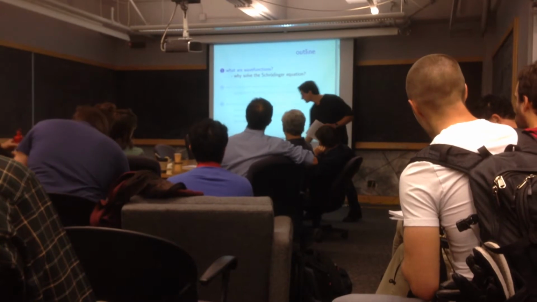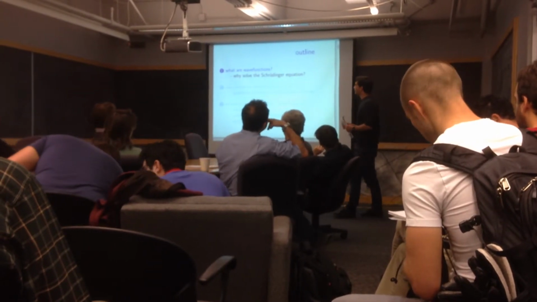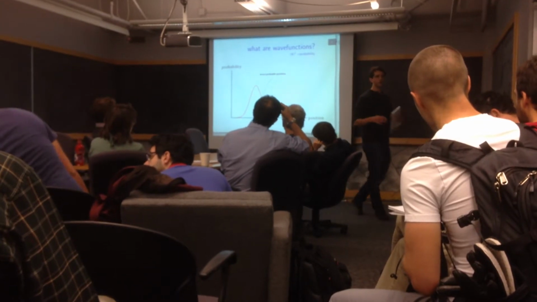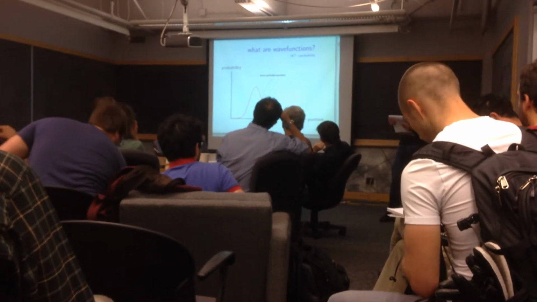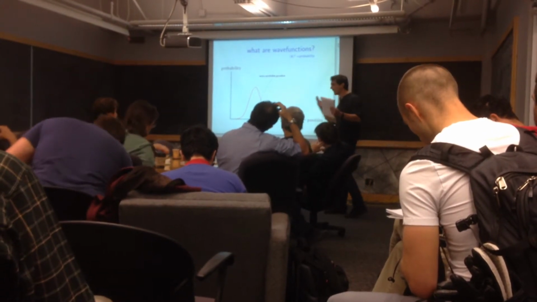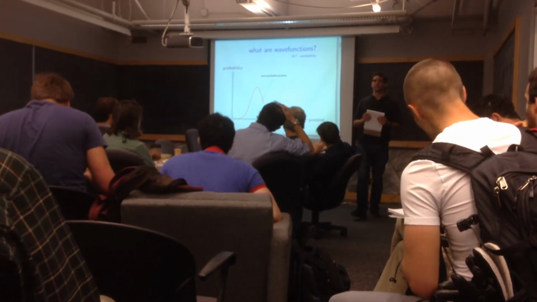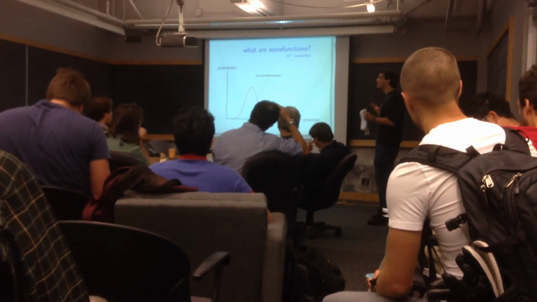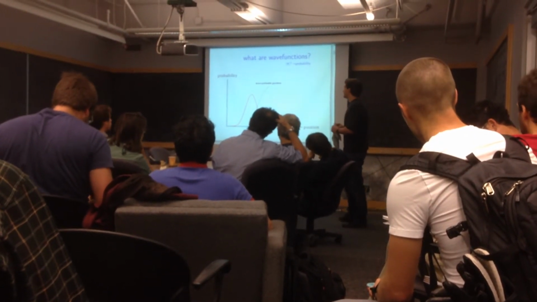All right, so firstly, what are wave functions and why do we want to solve the Schrödinger equation? So wave functions are, as I said, important when studying quantum mechanics. And as the name suggests, they're functions, mathematical functions, which when squared tell us something about the probability of observing a given outcome in an experiment.